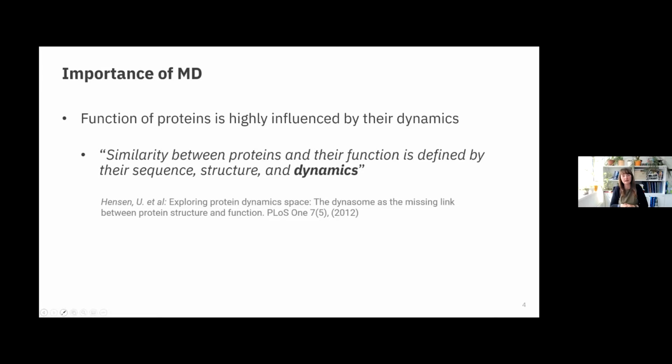And I just put here the link to one quite interesting paper. It was for me quite an outstanding result, published in 2012 by Hansen and his colleagues. They are claiming that the similarity between proteins and their function is basically defined by their sequence, which means the constitution of the protein, the sequence of amino acids which the protein consists of, then the structure, which means the 3D representation of the protein in space, and dynamics. So this dynamic part is very important in understanding what the actual role of such a protein is.